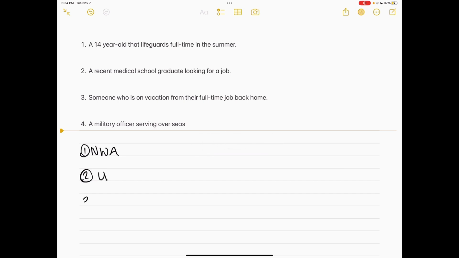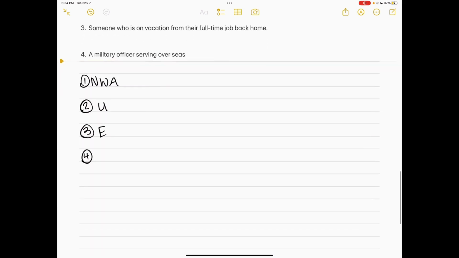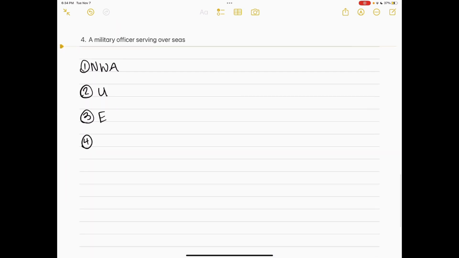Okay, and then number 3 is someone who is on vacation from their full-time job back home. So while they are not actively working on vacation, they do have a full-time job, and this is considered employed. Number 4, a military officer serving overseas. So this example is unique. So this is actually not in the labor force.